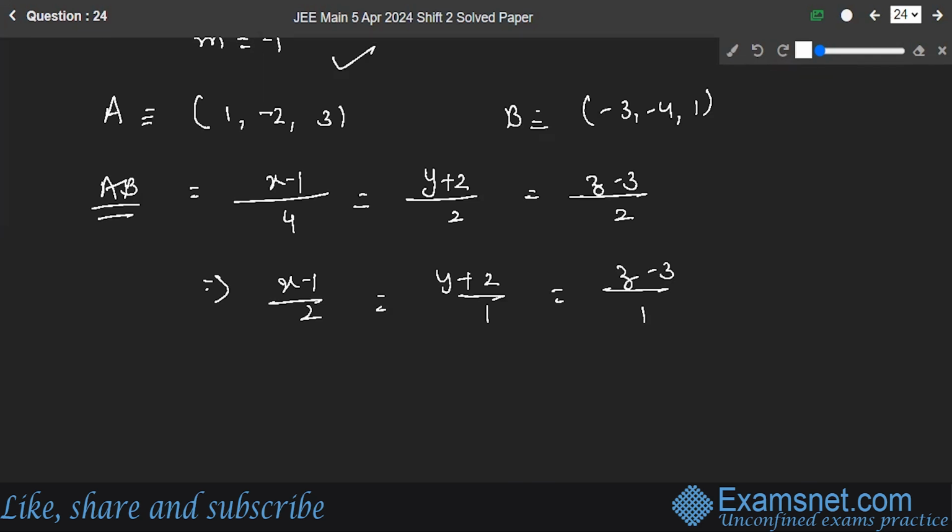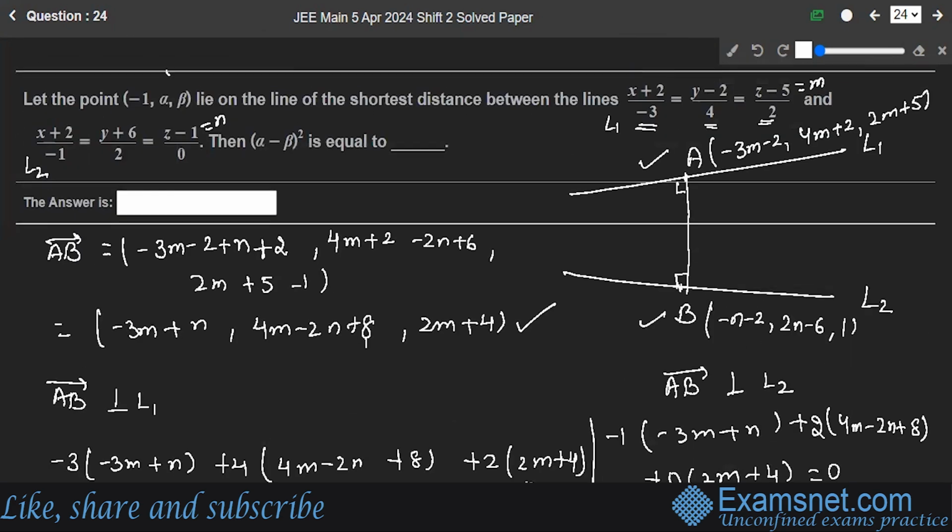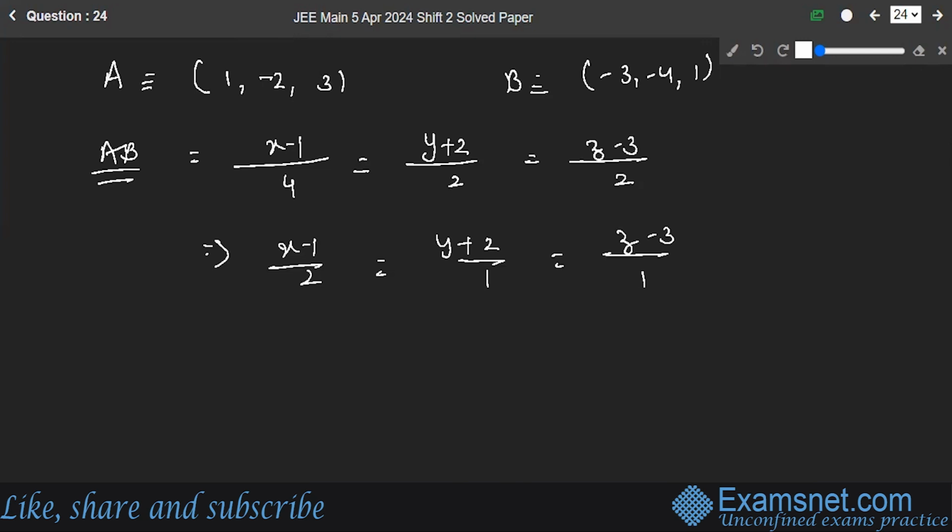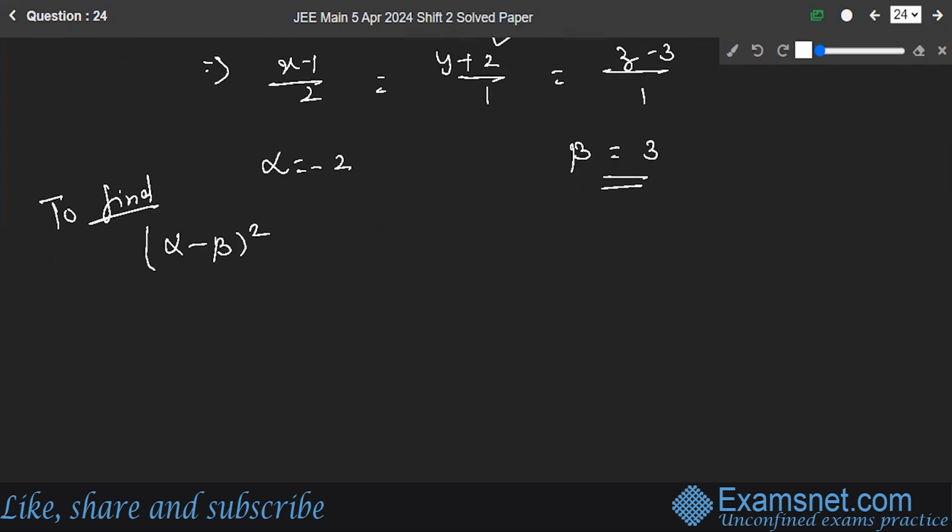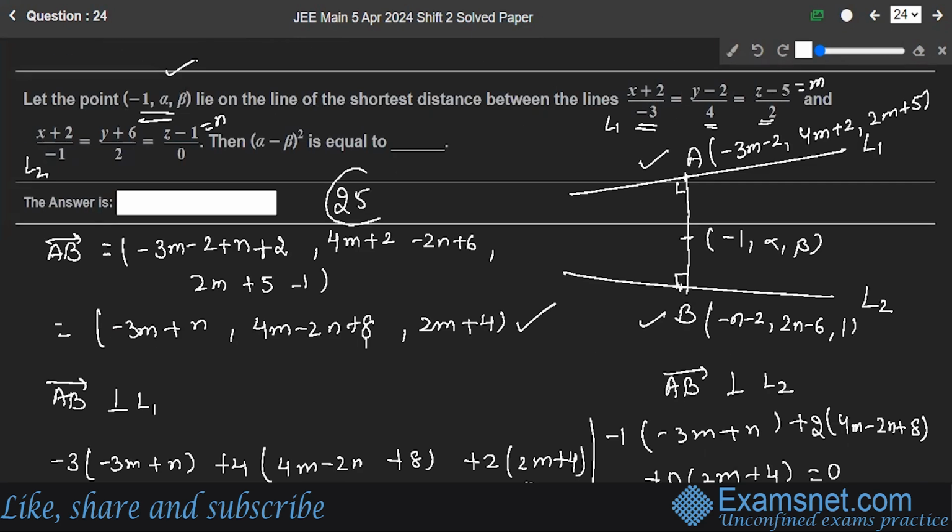So what you had in the question was that this point lies on this line, like say this is the point minus 1, alpha and beta. So that gives you alpha is equal to minus 2, beta is equal to 3. You have to find out (alpha minus beta) whole square, right? So this will be (minus 2 minus 3) whole square, minus 5 whole square, that is 25. So this is the answer to the question, 25. Hope you got that. Let's move to the next question.